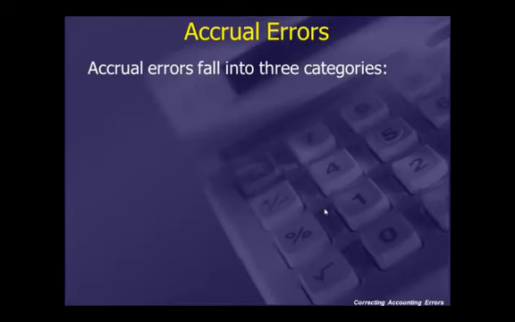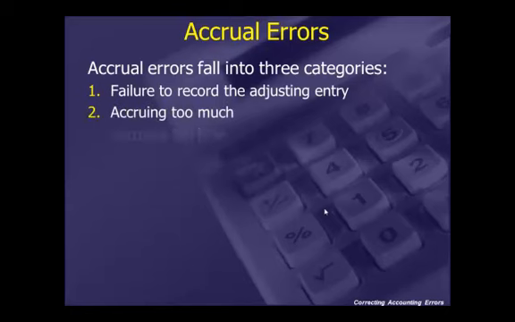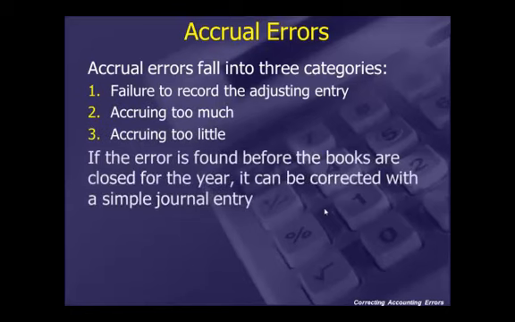So accrual errors fall into three categories. Failure to record the adjusting entry entirely. Secondly, accruing too much. Thirdly, accruing too little. If the error is found before the books are closed for the year, it can be corrected with a simple journal entry.